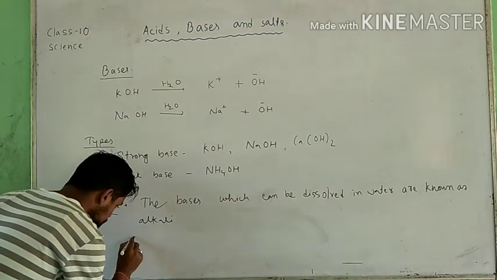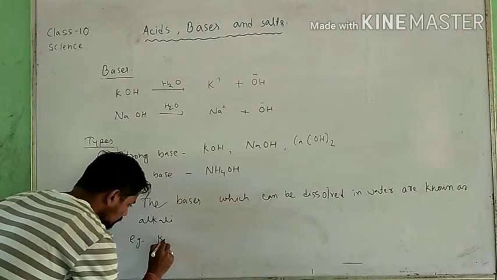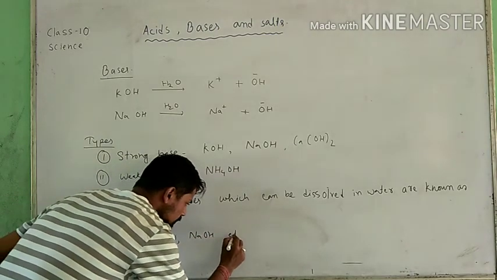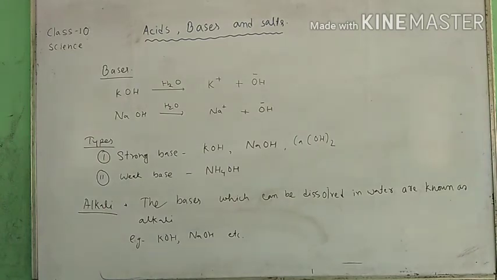For example, KOH, potassium hydroxide, NaOH, sodium hydroxide, etc. These are the bases which are known as alkali. So the bases which are dissolved in water are known as alkali. There are some bases which cannot be dissolved in water, so we cannot call them alkali.